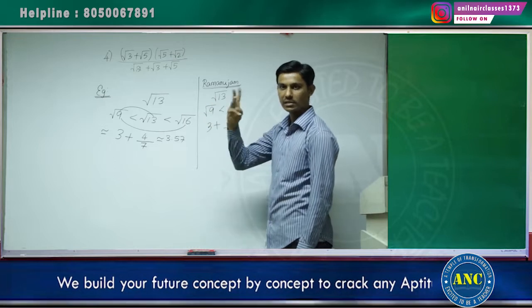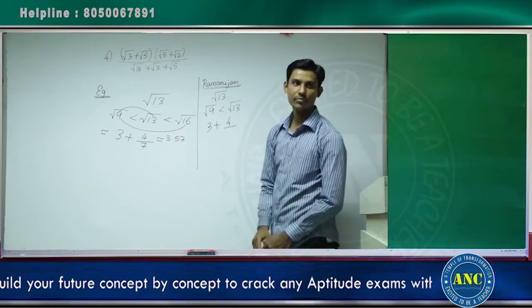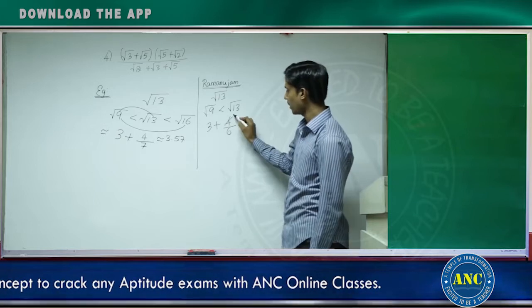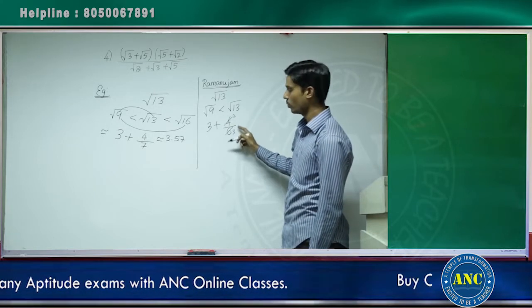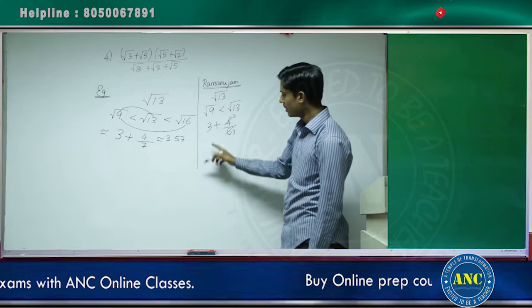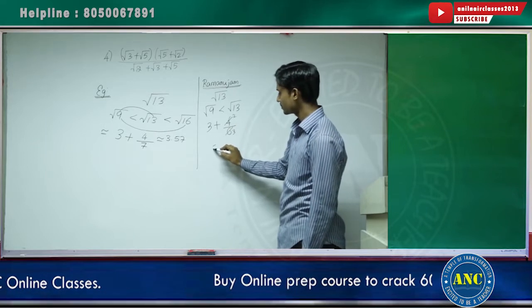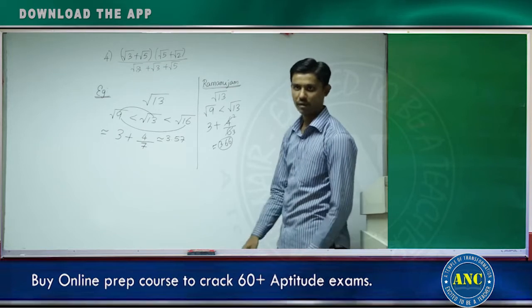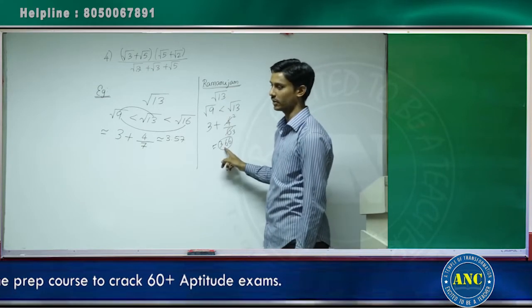What is root 9? Root 9 is nothing but 3. Double that. What is the double of 3? 6. Write down 6 in the denominator. 4 by 6 is nothing but 2 by 3. 2 by 3 is nothing but 0.66. 3 plus 0.66. Your answer is approximately 3.66, right? Root 13 is approximately 3.66.